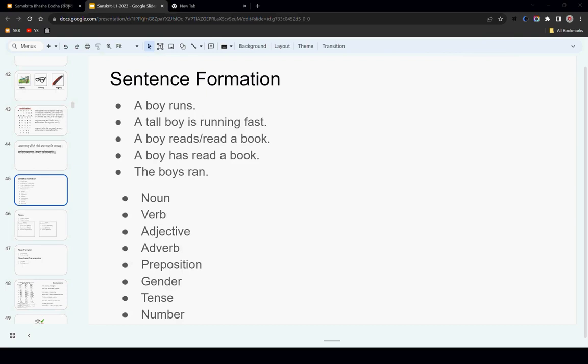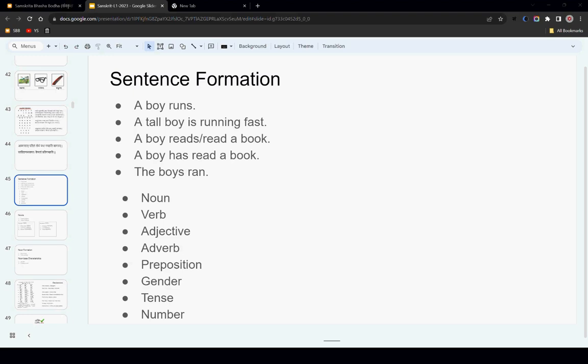So other things to note when forming a sentence is that it has a noun, verb, adjective, adverb, we know that. And there could be prepositions, like here, a boy, of book, etc. And also a gender, like a boy has a masculine gender. A girl is a feminine gender, and so on, right? How many genders are there in English language?